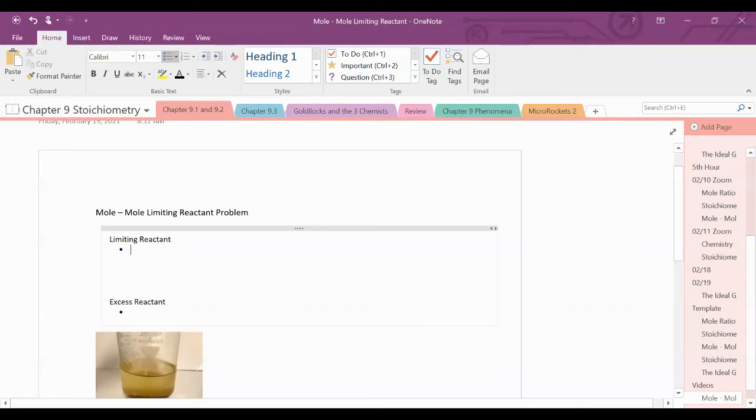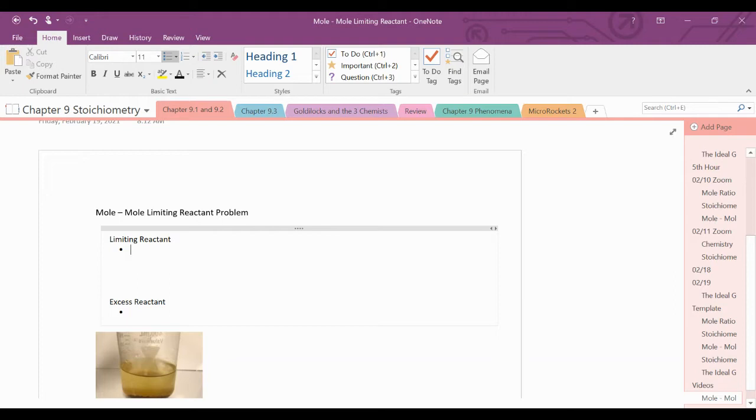Today we're going to do mole-to-mole limiting reactant problems. When chemists work in a lab, they rarely carry out a reaction with exactly the amount of reactant that's needed for the reaction. I like to think about this in terms of baking. If I'm baking cookies, when I open up my fridge and pantry, I have the ingredients that the recipe calls for. Some of those ingredients, probably the majority of them, I have in excess.